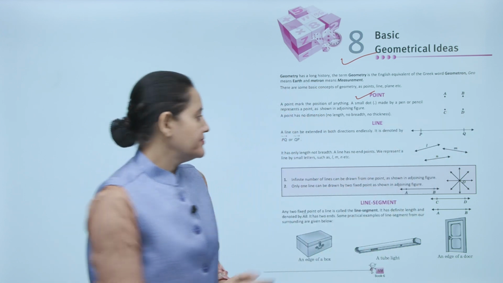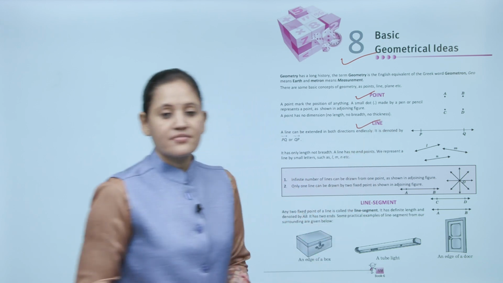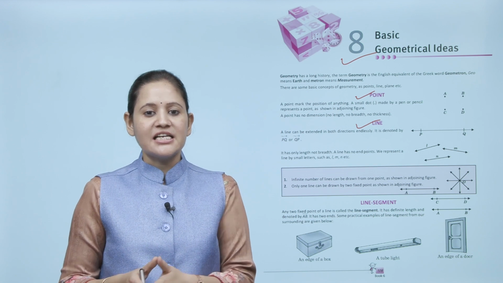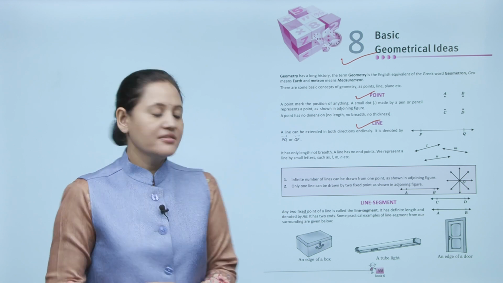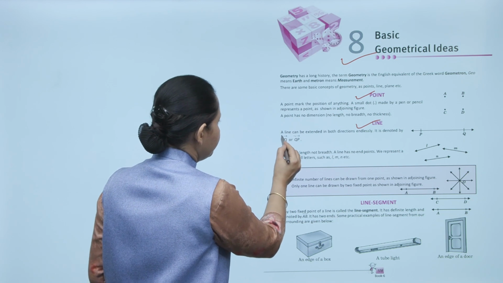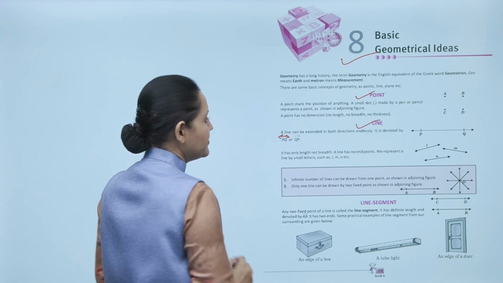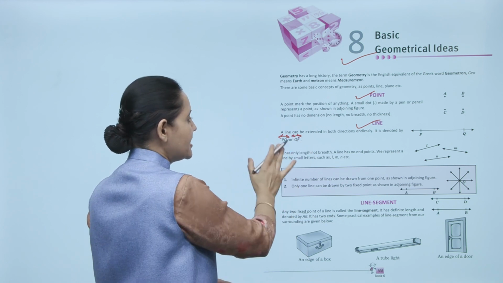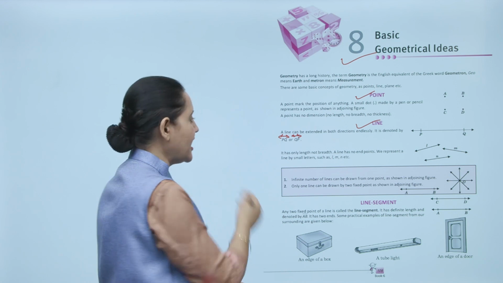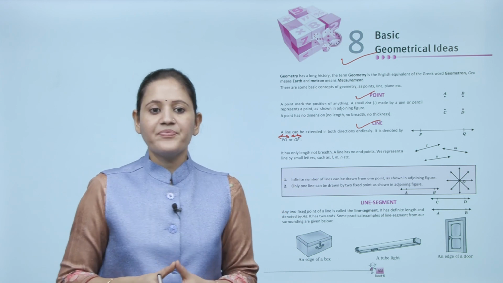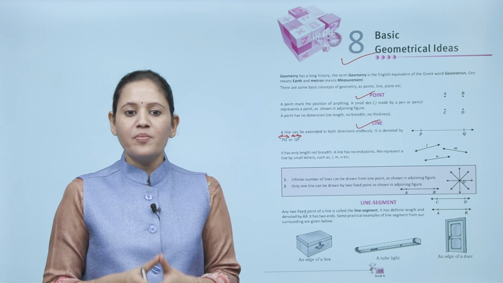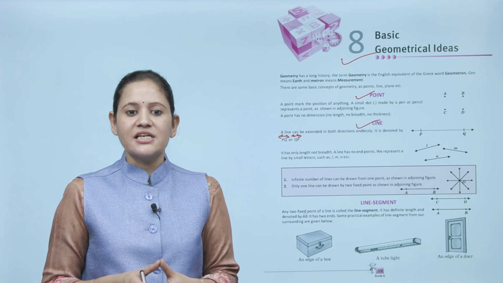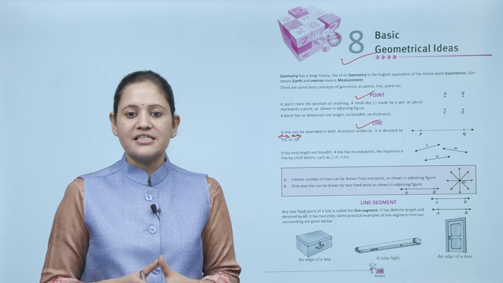Next is line. A line can be extended in both directions endlessly. It is denoted by PQ with a double-sided arrow, that means PQ is a line. QP with a double-sided arrow means it can be extended in both directions endlessly. Clear? It has only length, no breadth. The line has no endpoint. We represent the line by small letters such as l, m, n, etc.